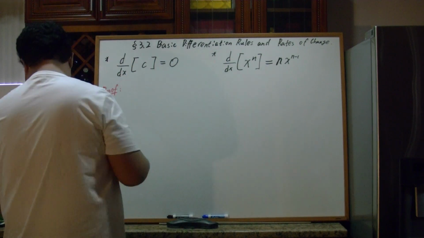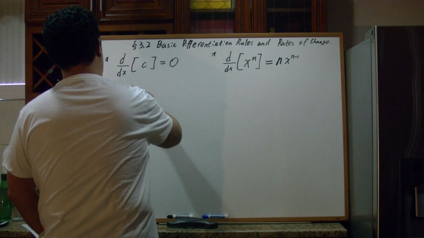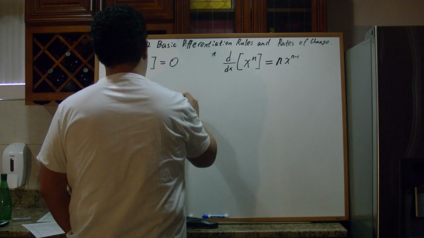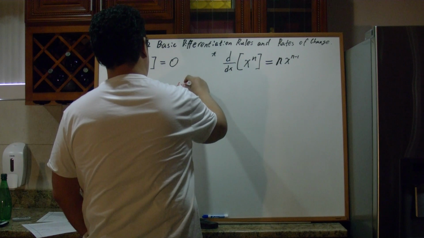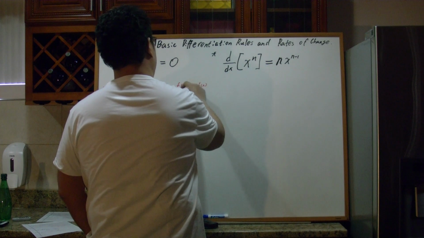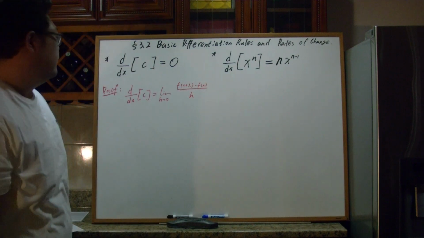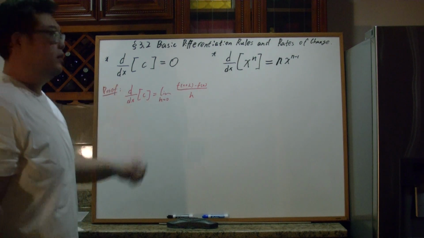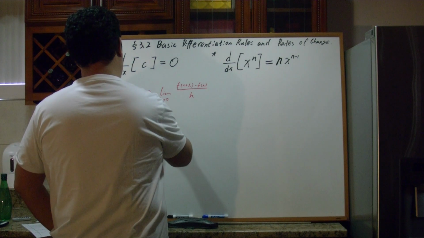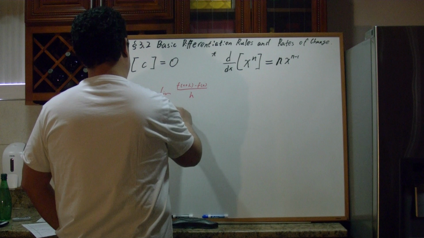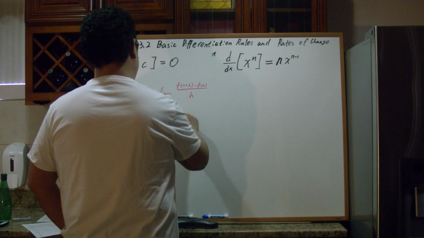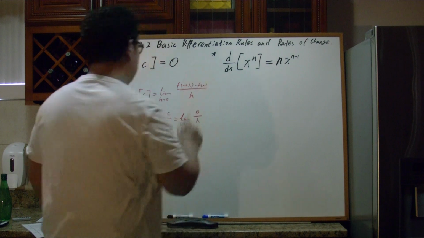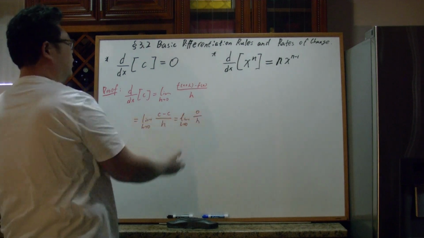To prove it, we use the definition, d/dx of c, a constant, that is the limit as h approaches 0 of the difference quotient. But since we do not have any variable x inside, when we substitute x plus h, that is still a constant. Constant minus constant over h. We get the numerator to be 0, the denominator is just an approximate value.